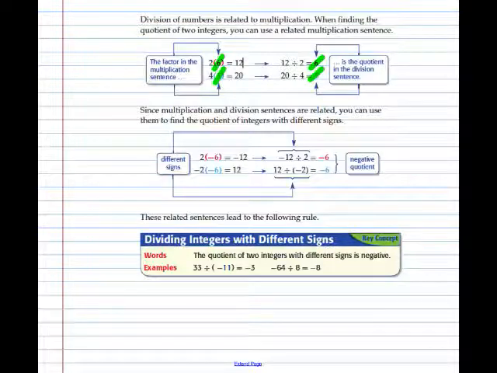So 2 times -6 equals -12, which then translates to -12 divided by 2 equals -6. So negative factor here, negative quotient here. -2 times -6 equals 12, because remember, a negative times a negative is a positive. The related division sentence is 12 divided by -2 equals -6. This factor becomes this quotient here.